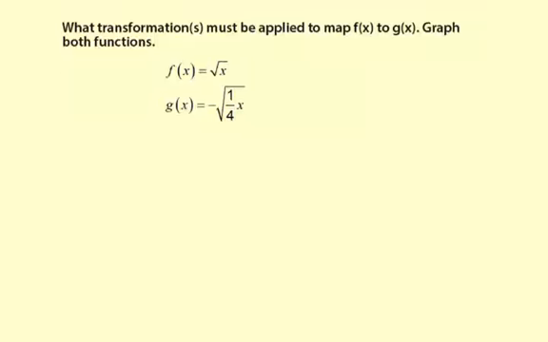What transformations must be applied to map f of x to g of x? Graph both functions. So your f of x is the square root of x. G of x is negative of the square root of 1/4 x. Now this negative sign out here, I know that's a vertical reflection. And sometimes we call it the x-axis reflection because it's reflected over the x-axis. So really that's more precise than just a vertical reflection.